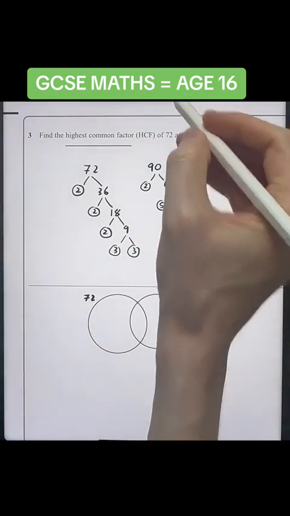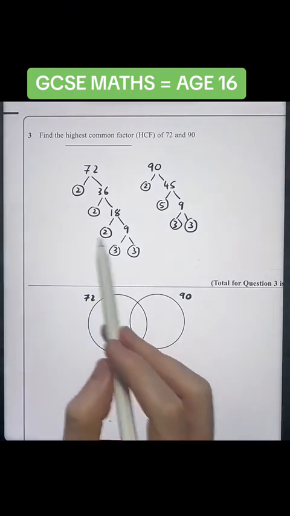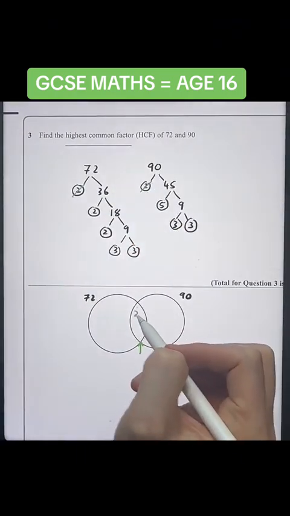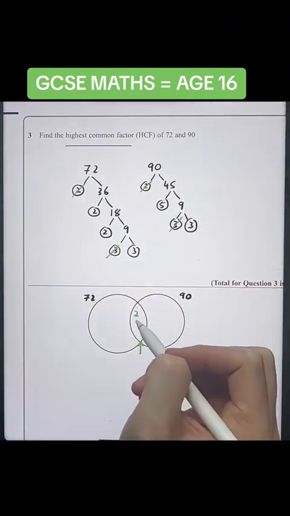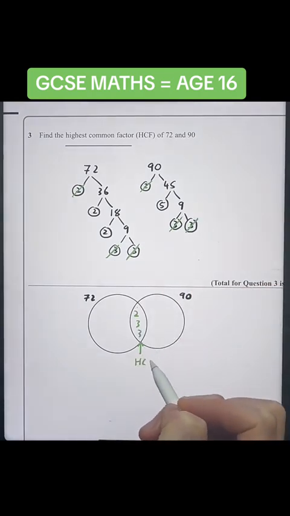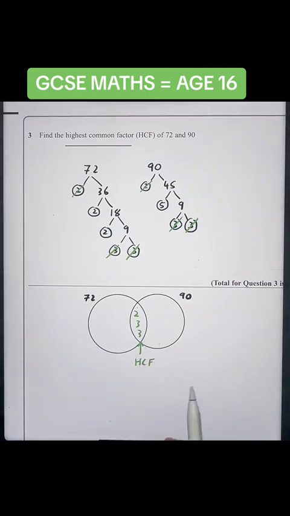We always start in the overlapping region, the part in the middle, and we put any common prime factors of 72 and 90 there. Here we've got 2 that's common, so it goes in the overlapping region. We've got 3 that's common, so it goes in the overlapping region, and we've also got another 3 that's common. To find the highest common factor, all we simply do is multiply our numbers in the overlapping region. So our highest common factor of 72 and 90 is 2 multiplied by 3 multiplied by 3. We must work it out. 2 times 3 is 6, and 6 times 3 gives us 18.